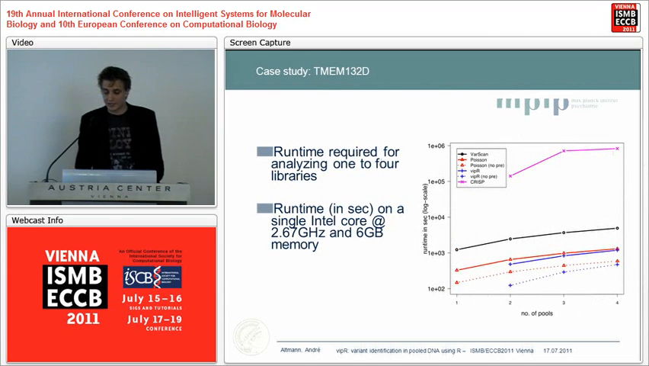Here's a brief slide on the runtime. vipR, VARScan, and the Poisson model run in an order of minutes, while CRISP is really slow. This is a log scale, so these are actually days. For 4 pools, it took 9 days on my computer, which is fairly slow. It's actually slower than the sequencing itself.